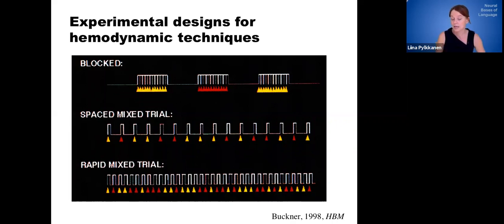So those are some of the aspects of fMRI. Next, we'll learn that with electrophysiology, we don't need to worry about this business of blocked versus rapid mixed designs, because we have the time resolution to record neural activity as it's happening. So separating trials, even in a rapid mixed trial situation, is not a problem.